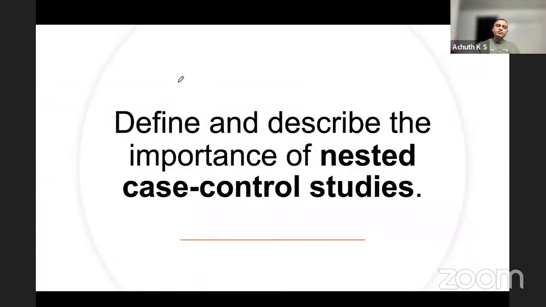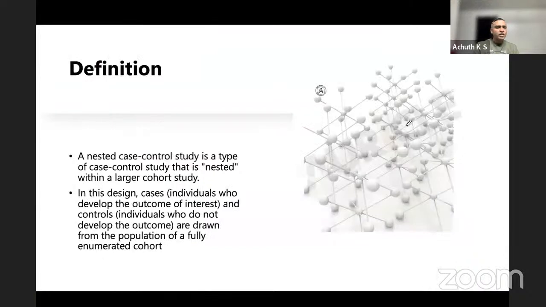Next, we have nested case control studies. These are all direct point-wise questions, so it is a little bit faster. A nested case control study is similar to a case control study within a larger cohort. You have a very huge population, and within that you are doing a sub case control study. You can call it a subgroup, a nested case control study. In this design, cases, individuals who develop the outcome of interest, and controls, individuals who do not develop the outcome, are drawn from the population of a fully enumerated cohort.